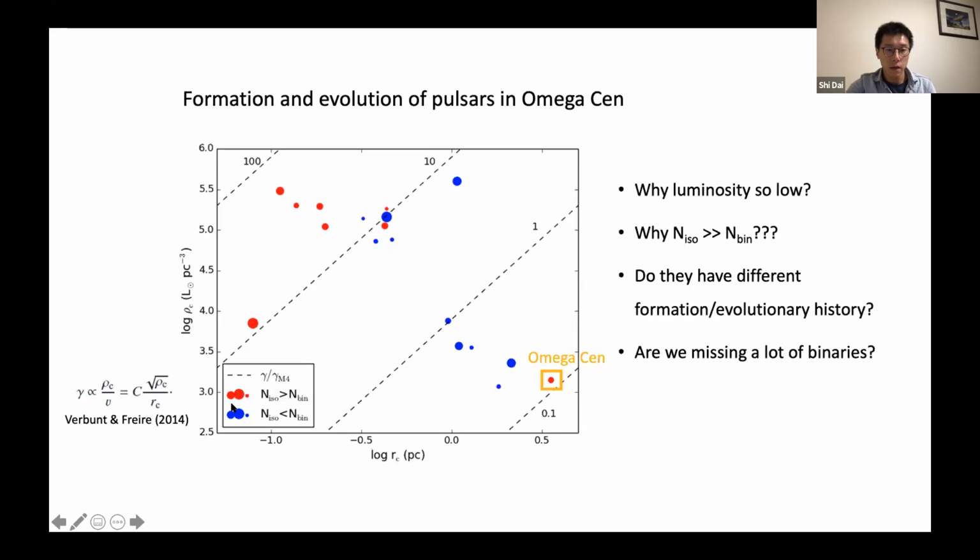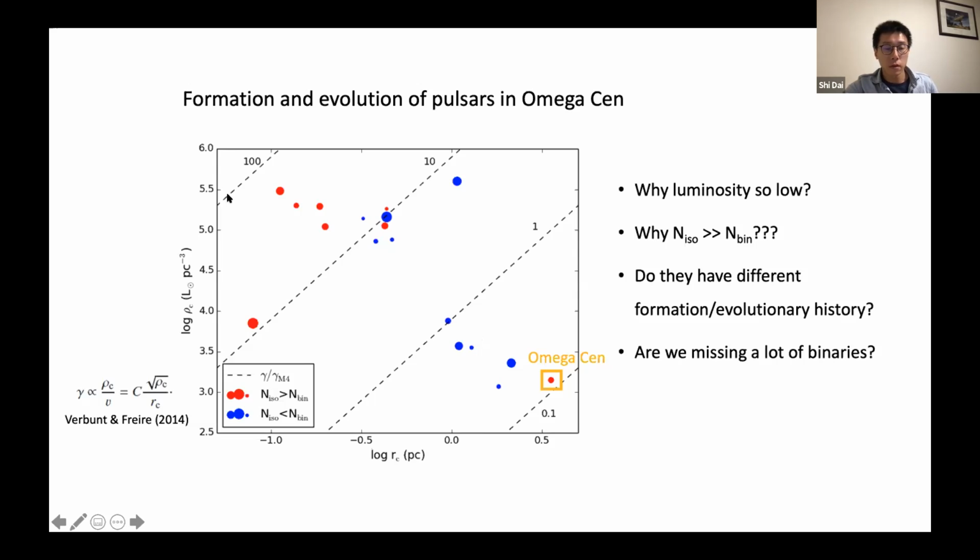So here on the left, I'm showing a plot of the core radius of clusters versus the core surface luminosity density. And I plotted all clusters with more than 5 pulsars on here. All the red points have more isolated pulsars than binary pulsars, and blue points have more binaries than isolated pulsars. For the red dots, the larger it is, the higher the isolated pulsar fraction is. And for the blue, the larger it is, the higher the binary fraction it has.